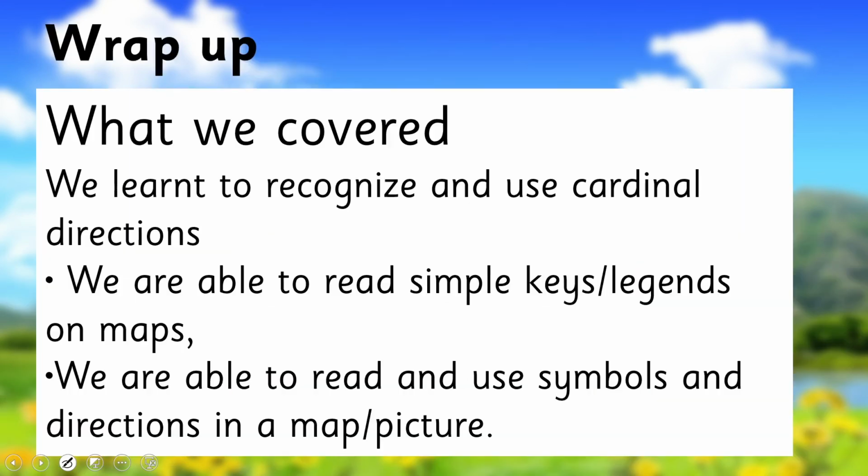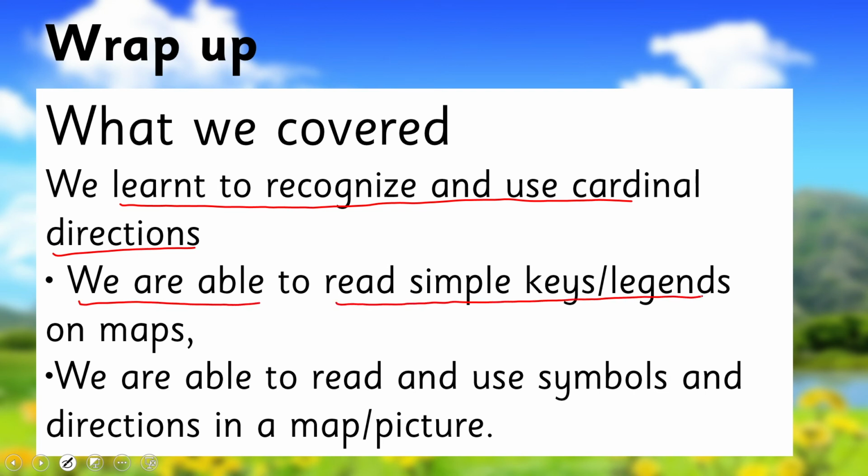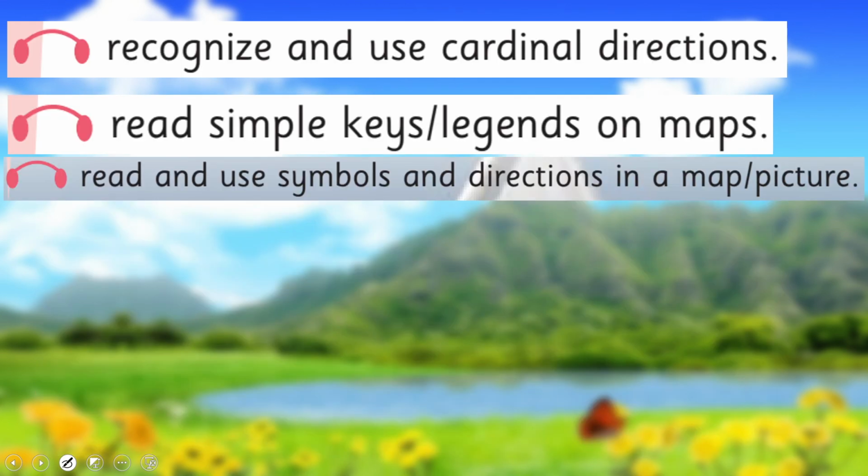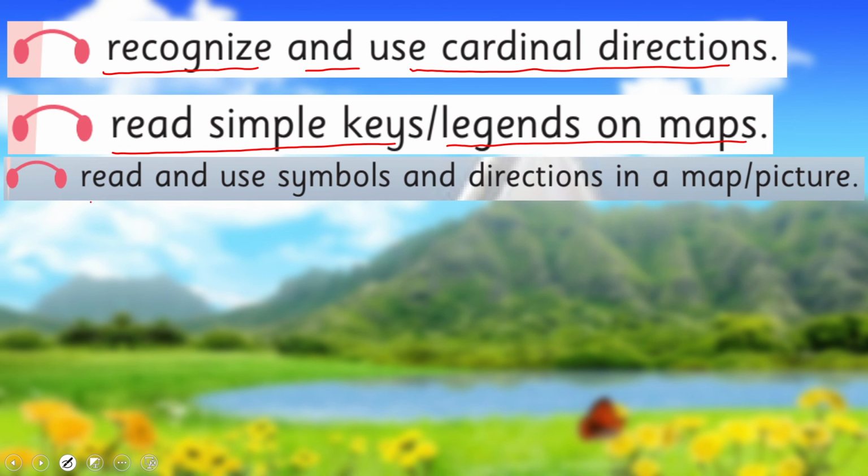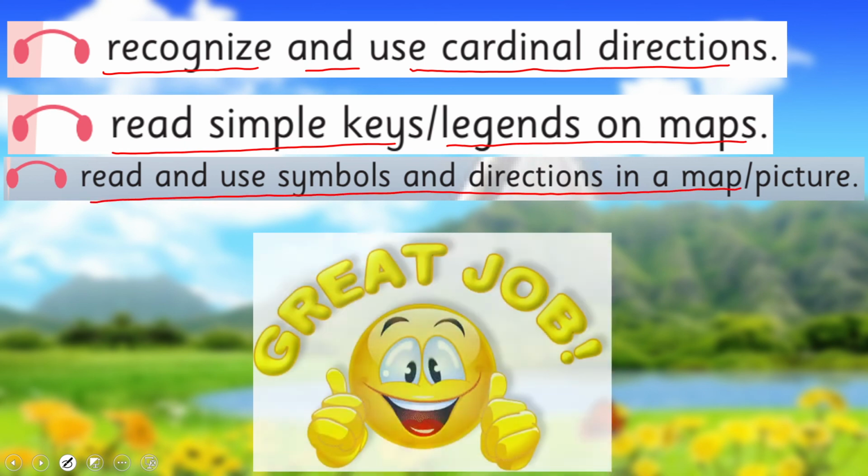So in this way, we learned to recognize and use cardinal directions, and we are able to read simple keys, legends on maps, and we are able to read and use symbols and directions in a map. In this way, we have achieved our SLOs to recognize and use cardinal directions, read simple keys, legends on maps, and read and use symbols and directions in a map. Are we done with it?